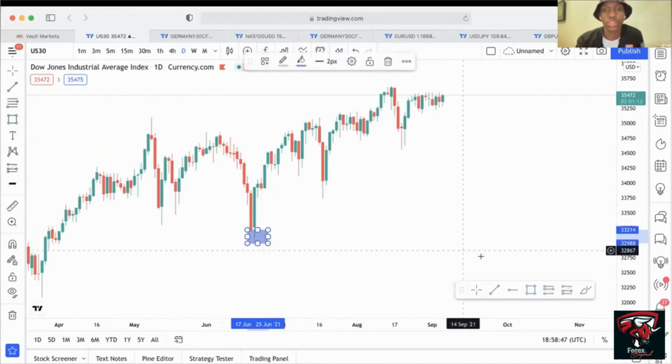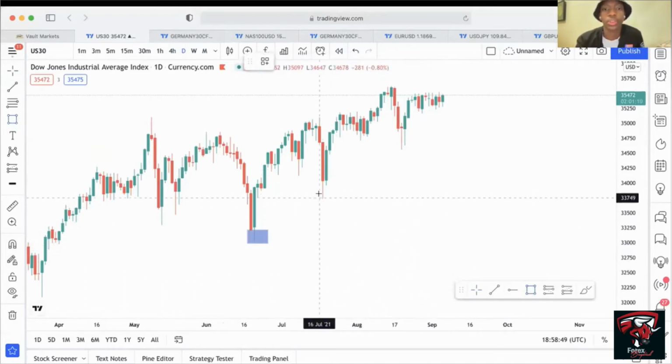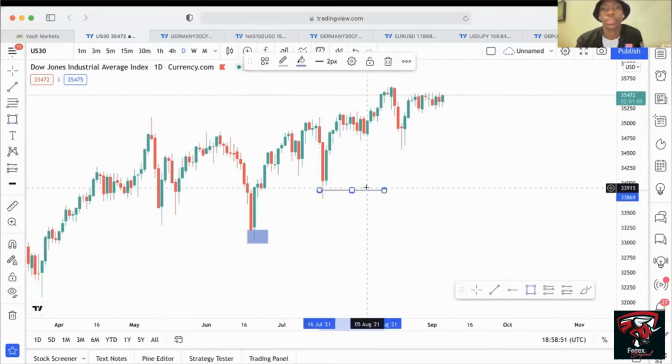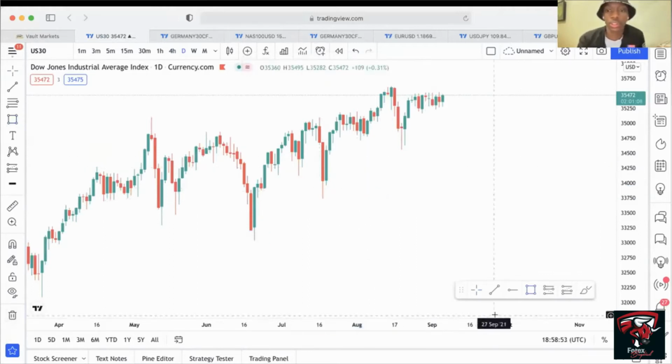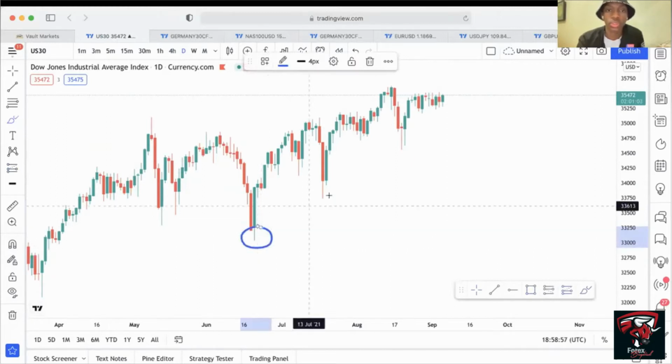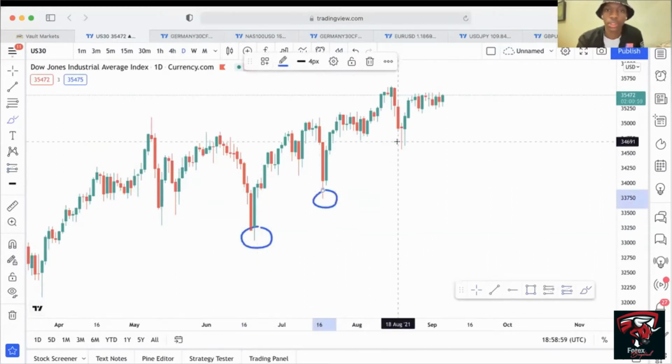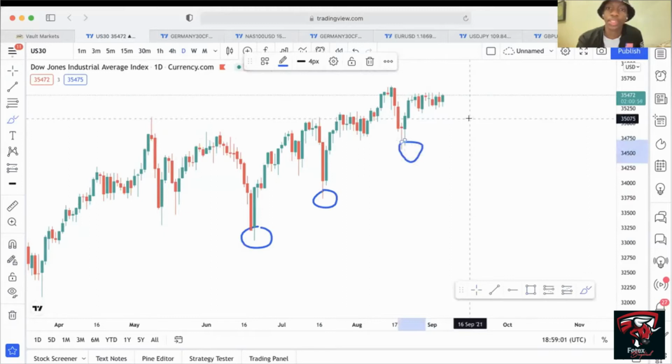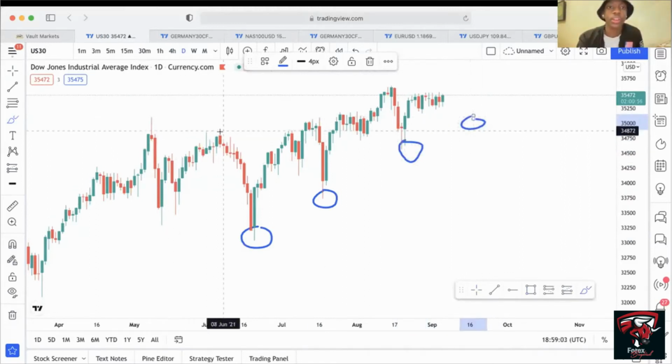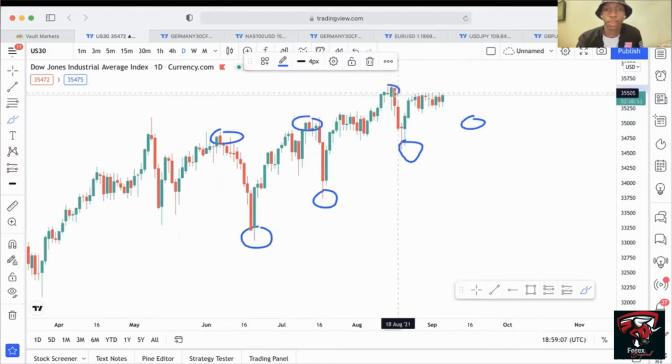Sorry, lower lows. Here's another one. Let me just circle it. Lower low. Another one. Another one. Another one over here. Here are our lower highs.